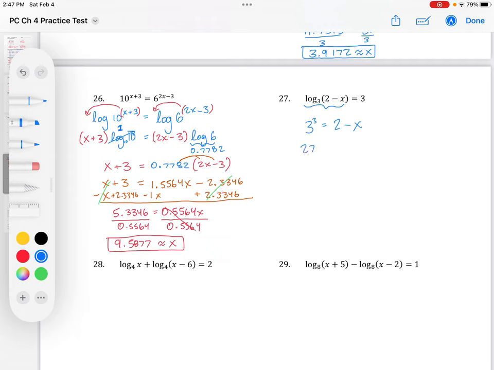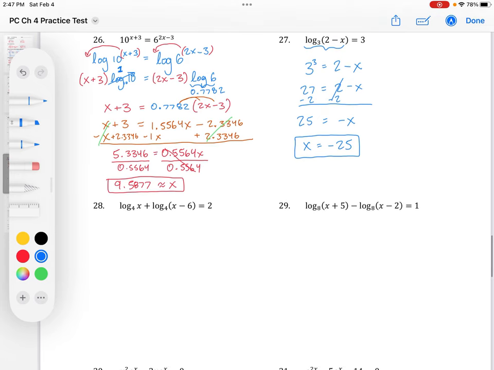So 3 to the power of 3 we know is 27. That equals 2 minus x. So now I'm going to subtract 2. We end up with 25 equals negative x. So that means x is going to equal negative 25. All right, since that one was an exact answer, we don't need to worry about rounding to 4 decimal places.